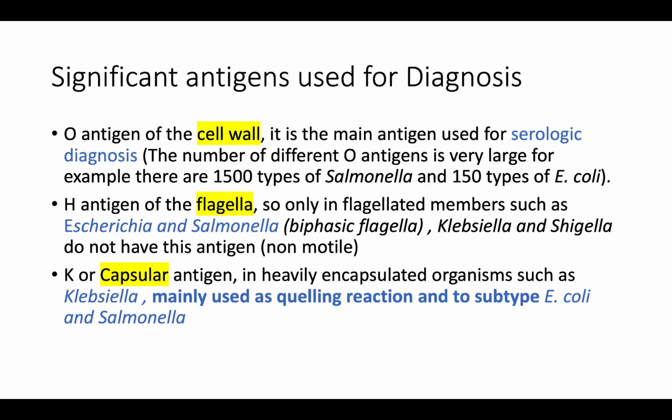So, significant antigens used for diagnosis. What do we use to diagnose these organisms? We have O, H, K, these three antigens.